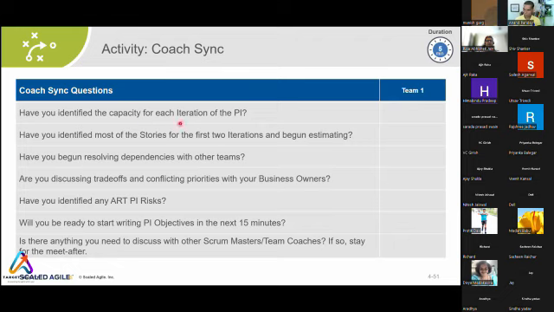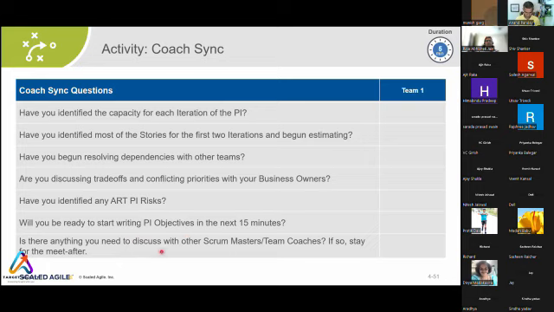Have you identified the capacity of each iteration of the PI? Have you identified most of the stories for the first 2 iterations and begun estimation? Have you begun resolving dependencies with other teams? Have you discussed trade-offs and conflicting priorities with your business owners? Have you identified any ART PI risk? ART PI risk means program-level risk. You have identified your team risk, but have you identified any program-level or ART-level risk? Will you be ready to start writing PI objectives in the next 15 minutes?